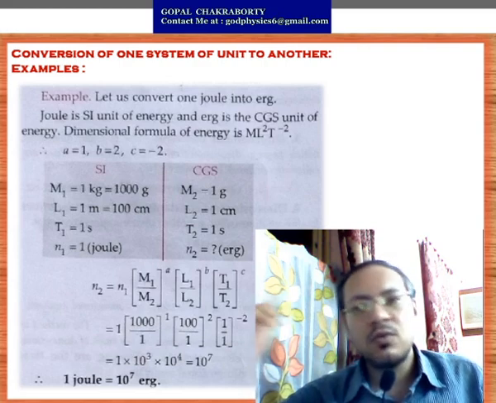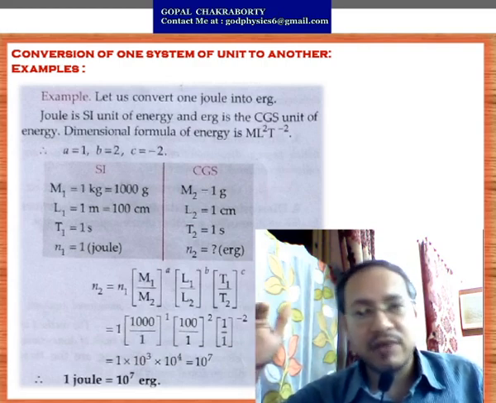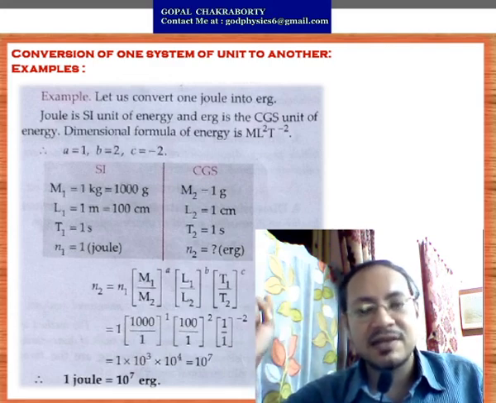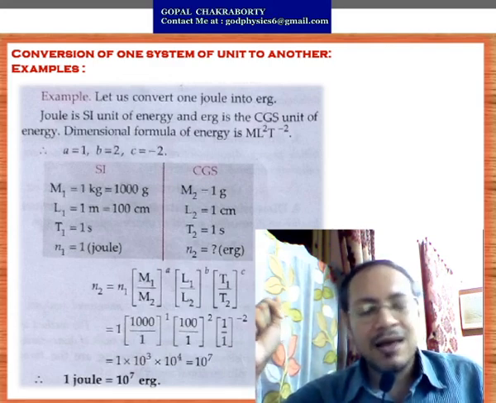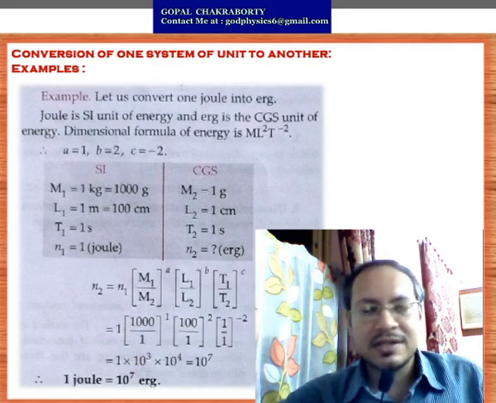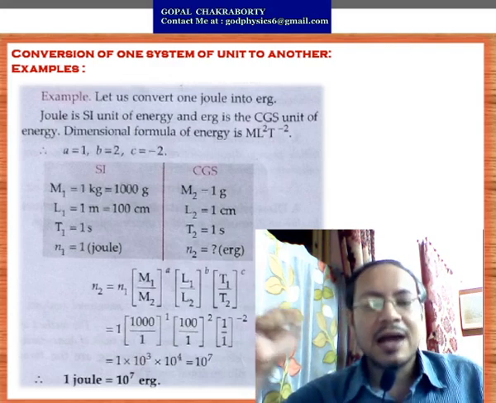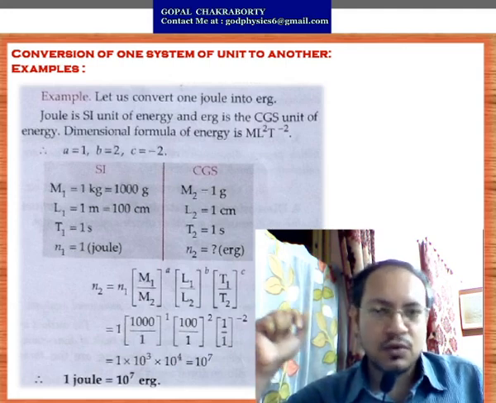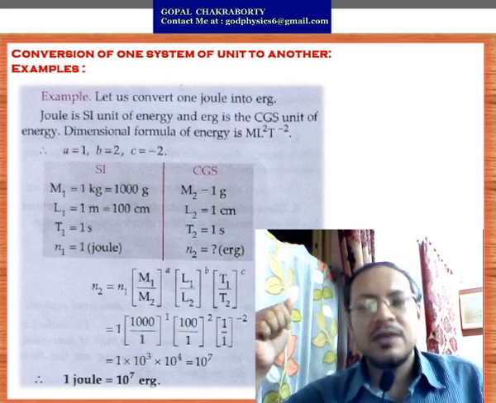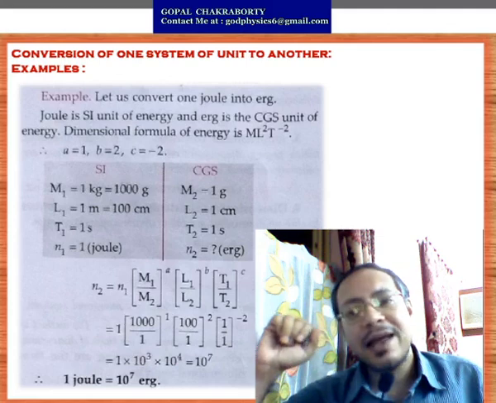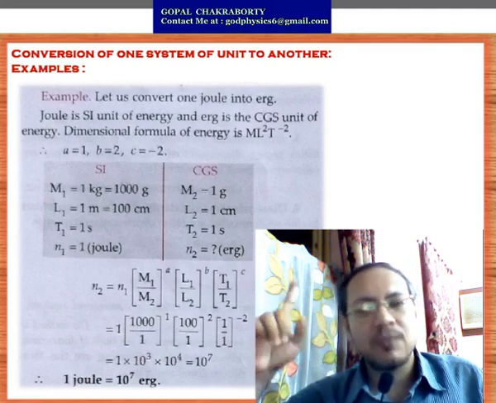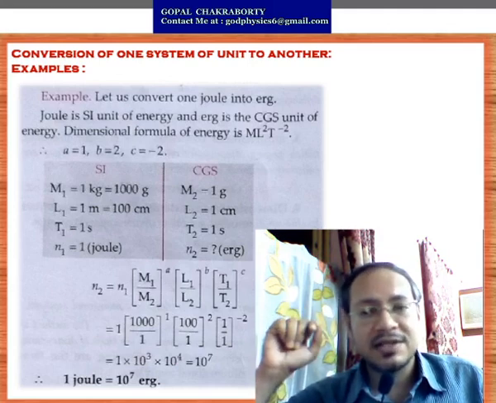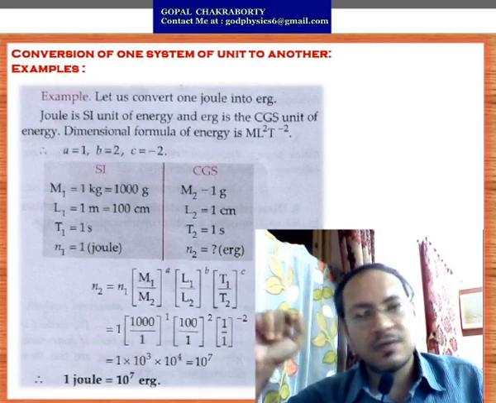As we know, in SI units the mass M1 is 1 kg, that means 1000 gram, L1 is 1 meter, so it is 100 centimeter, T1 is 1 second, and N1 is 1 joule as given here. In CGS, the mass M2 is 1 gram, the length L2 is 1 centimeter, and T2 is 1 second.